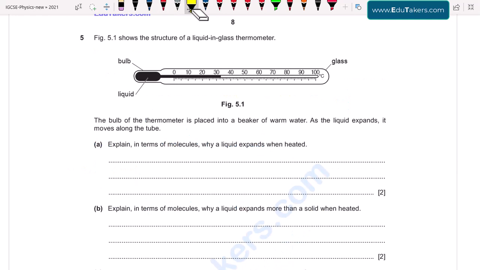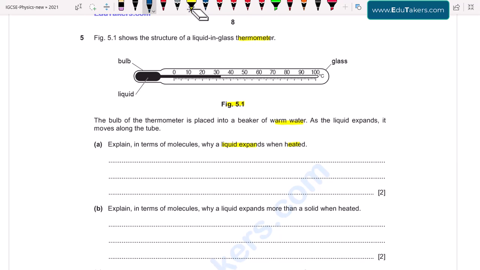Question number 5. Figure 5.1 shows the structure of a liquid in glass thermometer. So here is figure 5.1 and it is a liquid in glass thermometer. The bulb of the thermometer is placed into a beaker of warm water. As the liquid expands, it moves along the tube. Part A. Explain in terms of molecules why a liquid expands when heated. So the liquid expands on heating. We have to explain it.